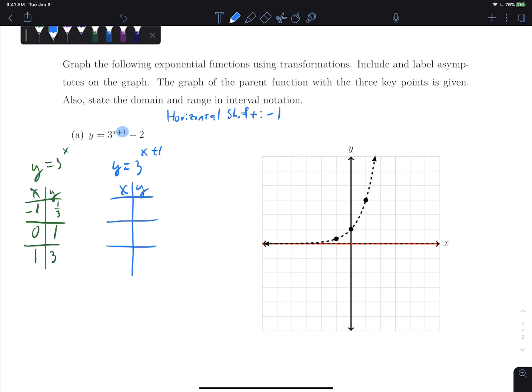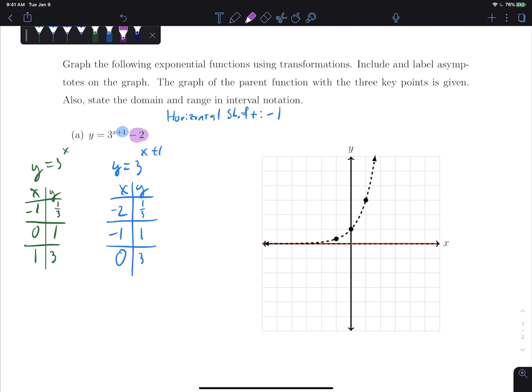And because the x's are going to change, because it's a horizontal shift, we're going to keep the y's the same, and then just subtract 1 from all the x's. -1 minus 1 is -2. 0 minus 1 is -1. 1 minus 1 is 0. Awesome.